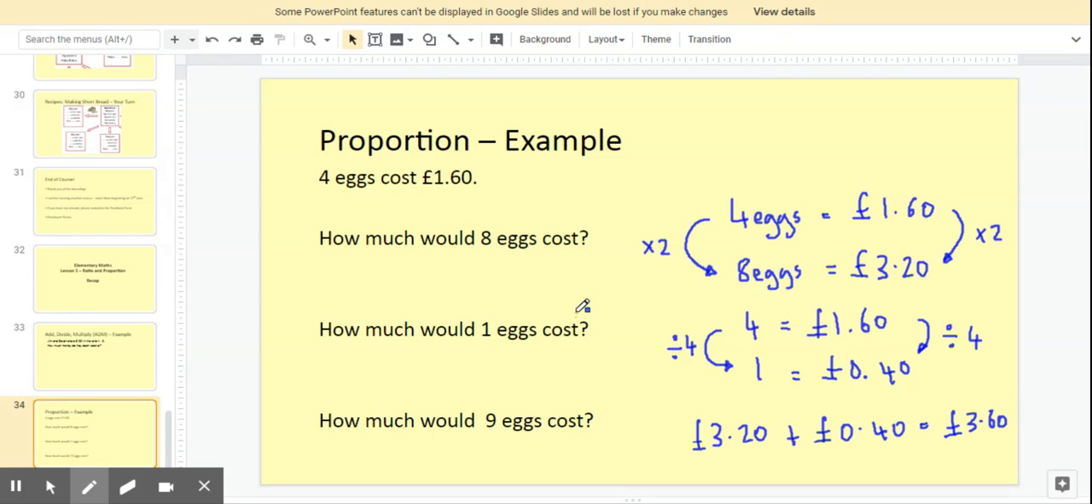We also talked about how this might work for recipes, so the principle is exactly the same.